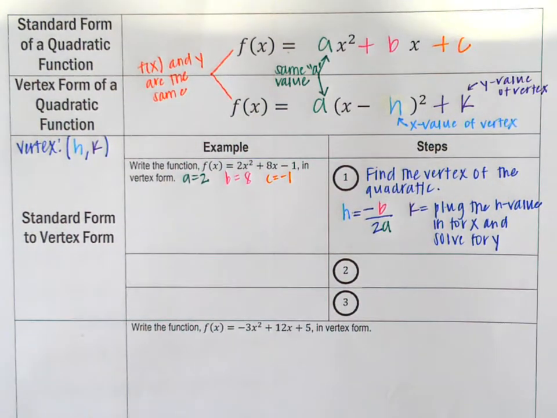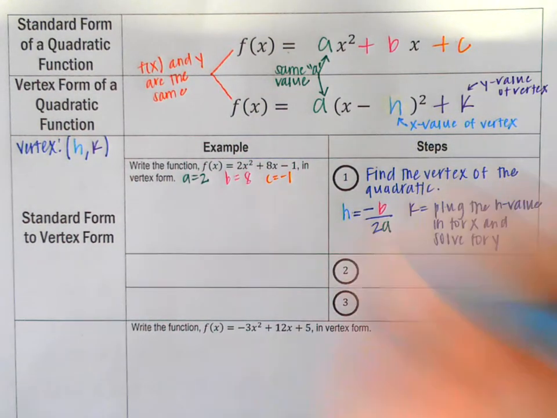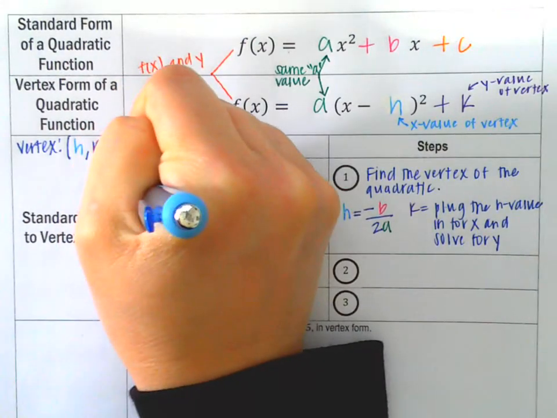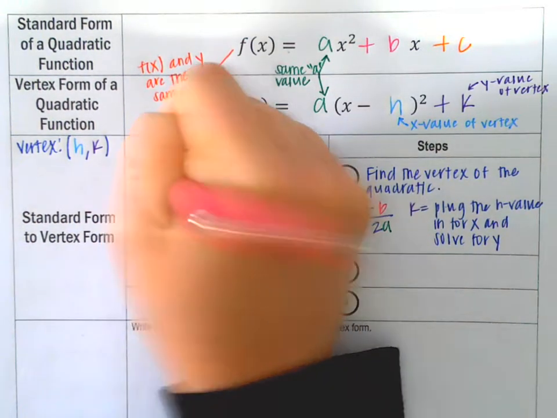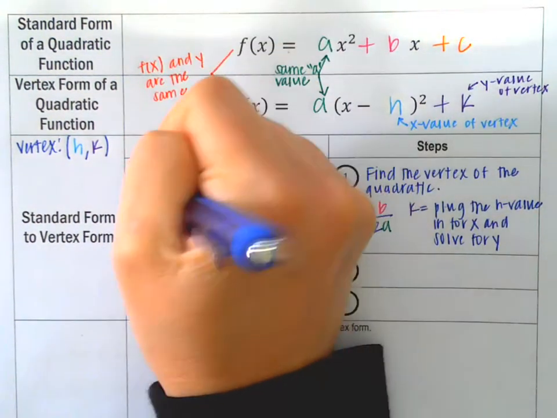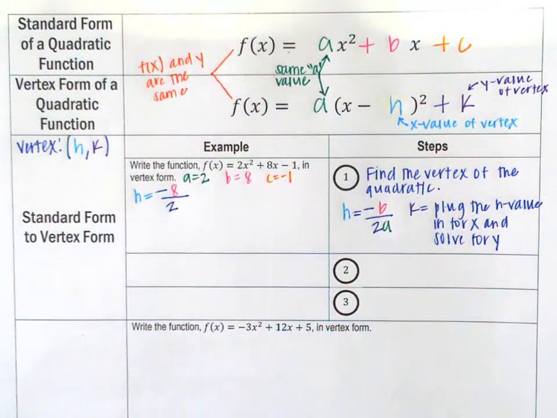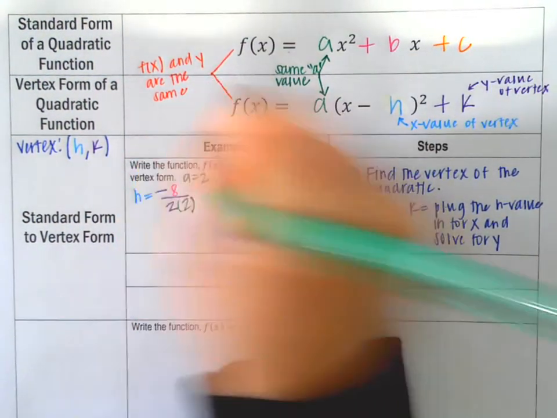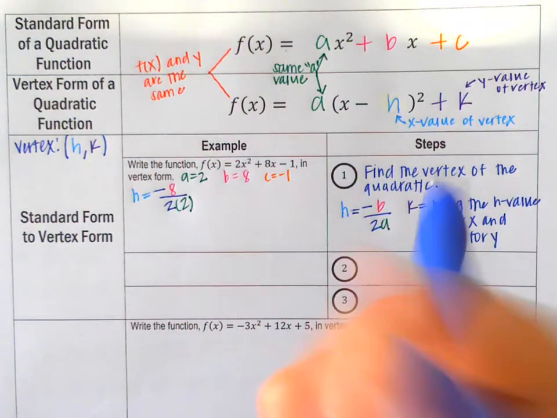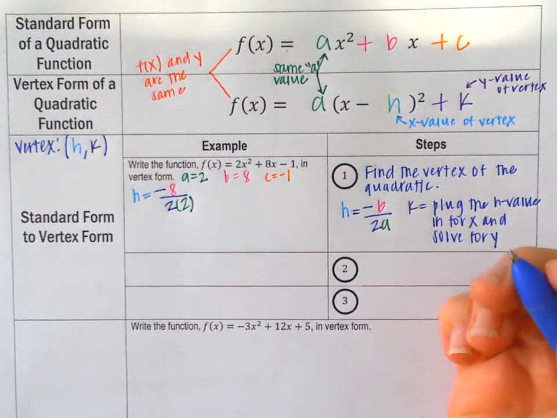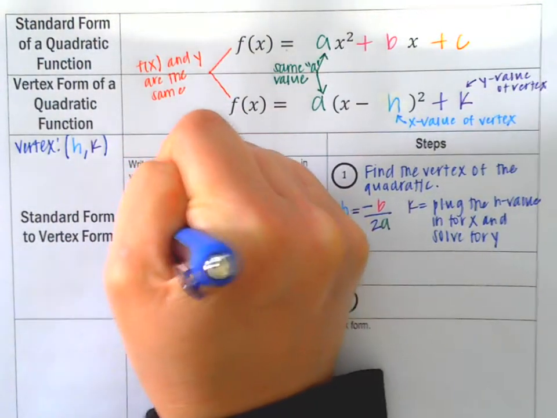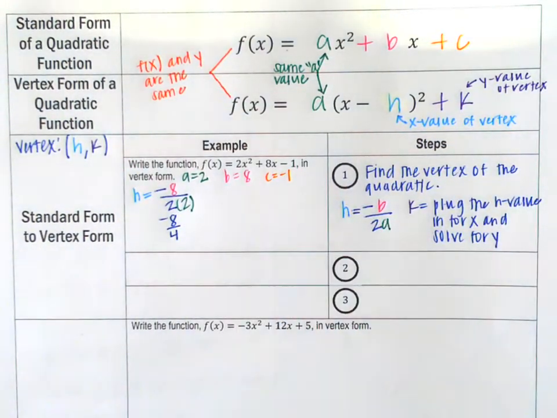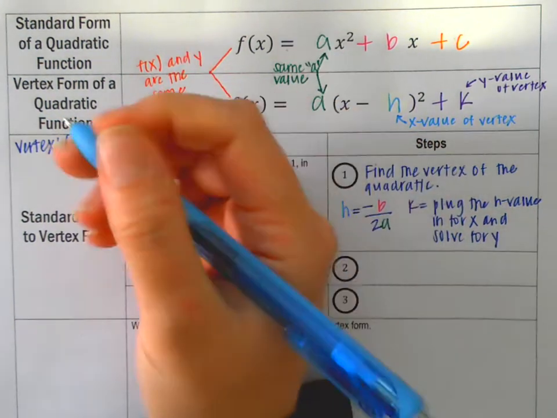Okay, so when we plug that in, h is going to be equal to the opposite of 8, so that's going to be negative 8, divided by 2a, which is 2 times 2. So negative 8 over 4. That gets me an h value of negative 2.